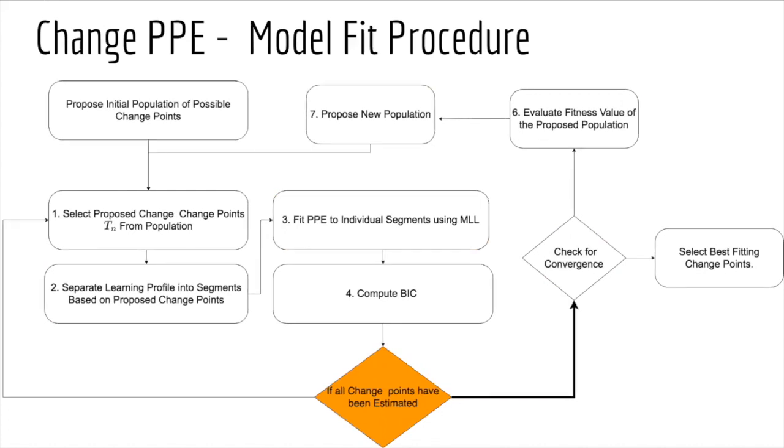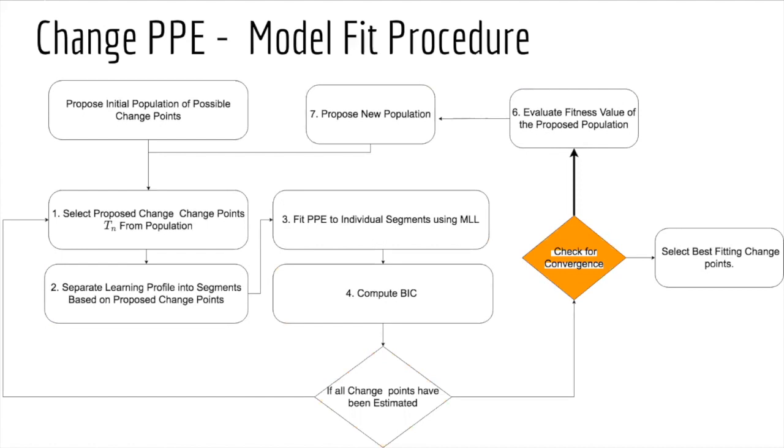The genetic algorithm then checks for convergence, looking at the number of iterations and the times it has found the lowest current BIC value. If convergence has not been reached, then a new population based on previous results is propagated and the process starts over again. If convergence has been reached, then the set of change points with the lowest BIC is selected.